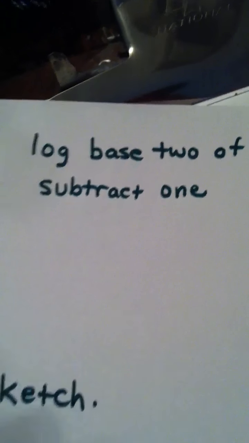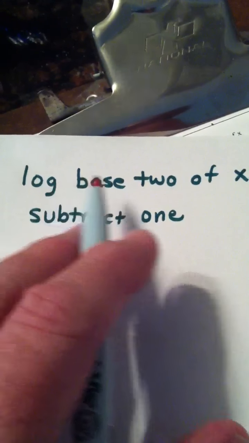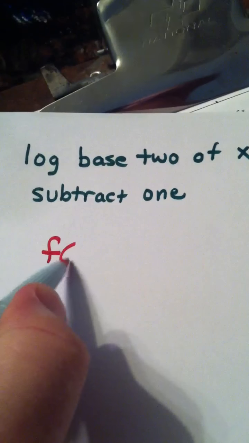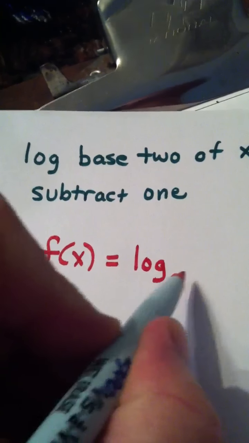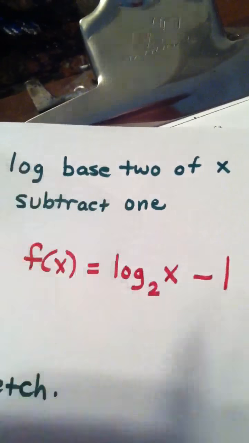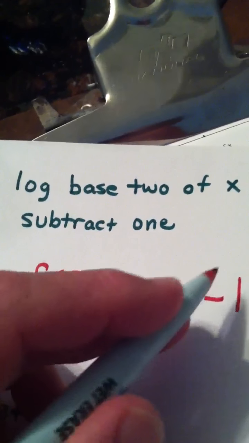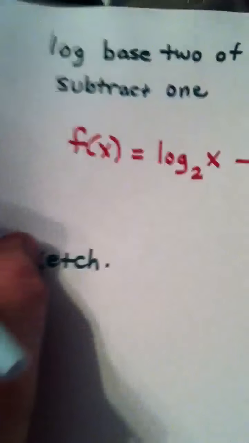All right, ladies and gentlemen, the next problem asks us to create our own function, and they want us to start off with the log base 2 of x. So f of x is equal to log base 2 of x, and then they want us to subtract 1. And that 1 is from the entire function, not just from the x. So I don't put it in parens. It's the entire function minus 1. And they do want me to sketch this and then talk about the domain and the vertical asymptote.